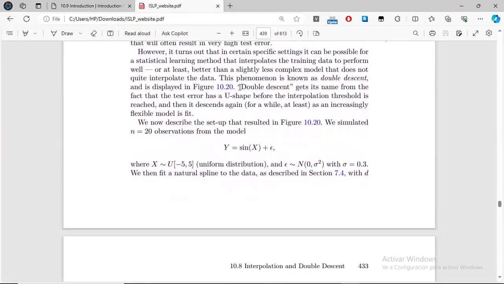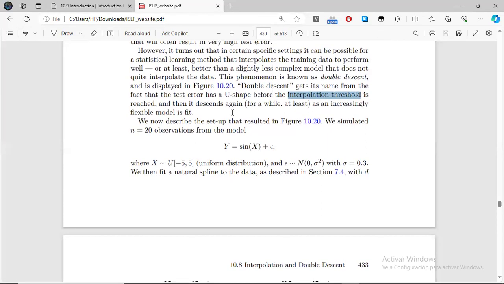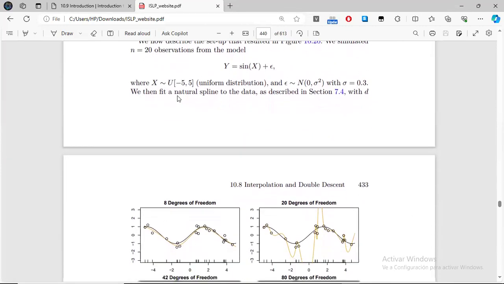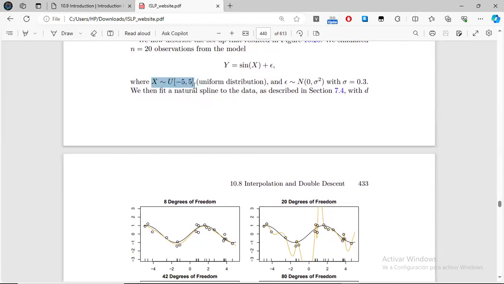Over here, this type of occurrence can happen, where the test error has a U shape before this interpolation threshold is reached. So this is the part at which we usually stop in order to determine the exact flexibility that we wanted for our model to have. At least from this example that they show, they are getting a variable via this uniform distribution, affecting it via this normal error, and this would be what we would want to predict.